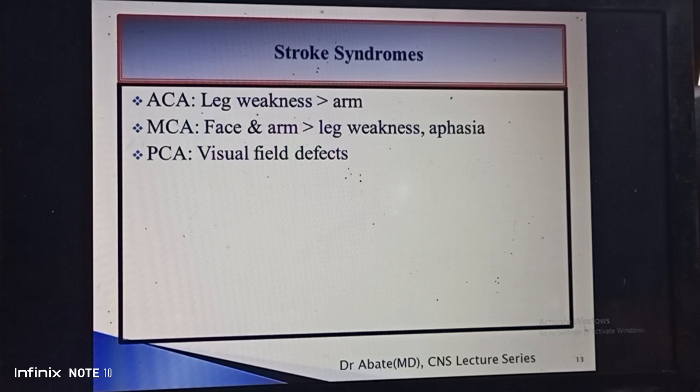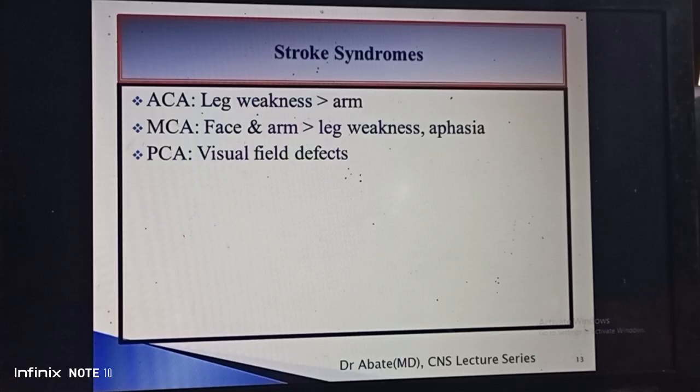So when you see the stroke syndromes, as you know, a syndrome is a constellation of signs and symptoms. It is an accumulation of signs and symptoms, and you call it a syndrome. Patients with anterior cerebral artery circulation stroke are likely to present with leg weakness, which is predominantly more pronounced compared with the arm weakness. So in anterior cerebral artery stroke, you expect the leg weakness to be more pronounced as compared to the arm weakness.